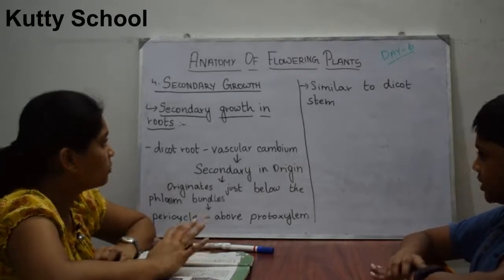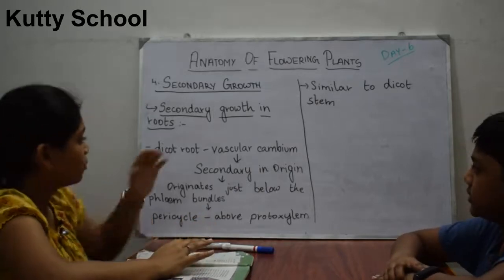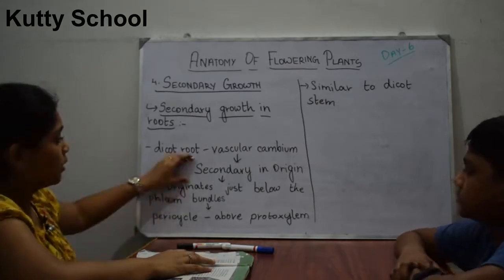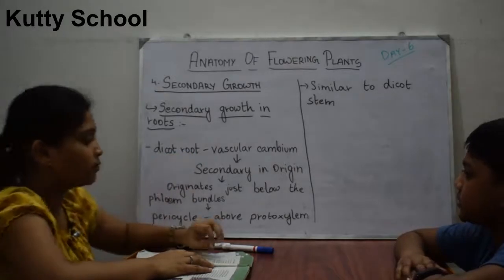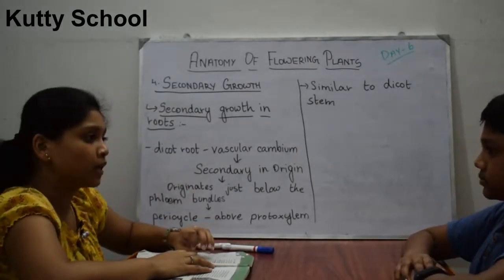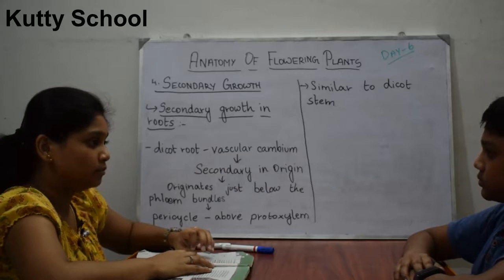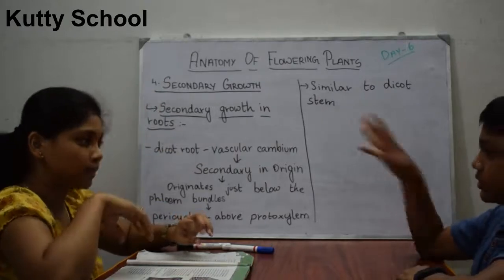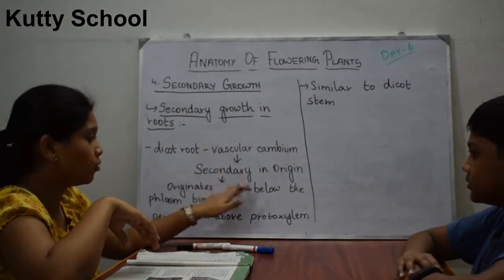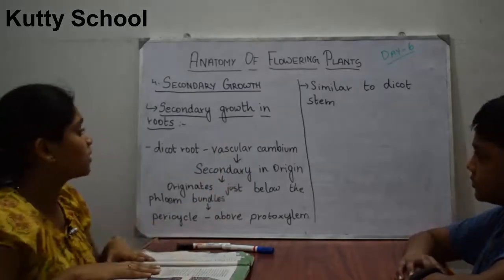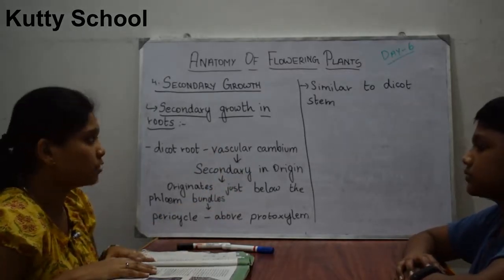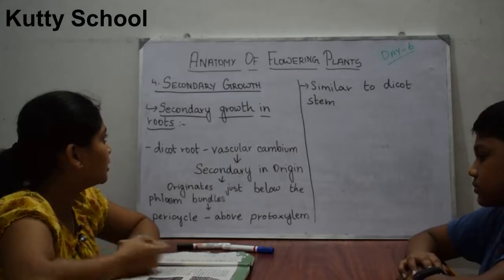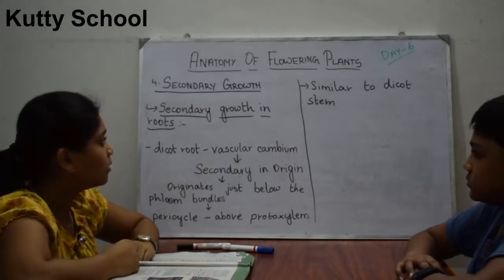So it is similar to the dicot stem. Only the origin is different, and the modifications only appear in the secondary stage. In the stem, the vascular cambium originated like patches, as we have studied, and then it grows. But here it is totally secondary; it will grow only in the secondary period of the plant. So this is about secondary growth in roots, similar to that of the dicot stem. With this the chapter ends with four topics, and the last topic is secondary growth.